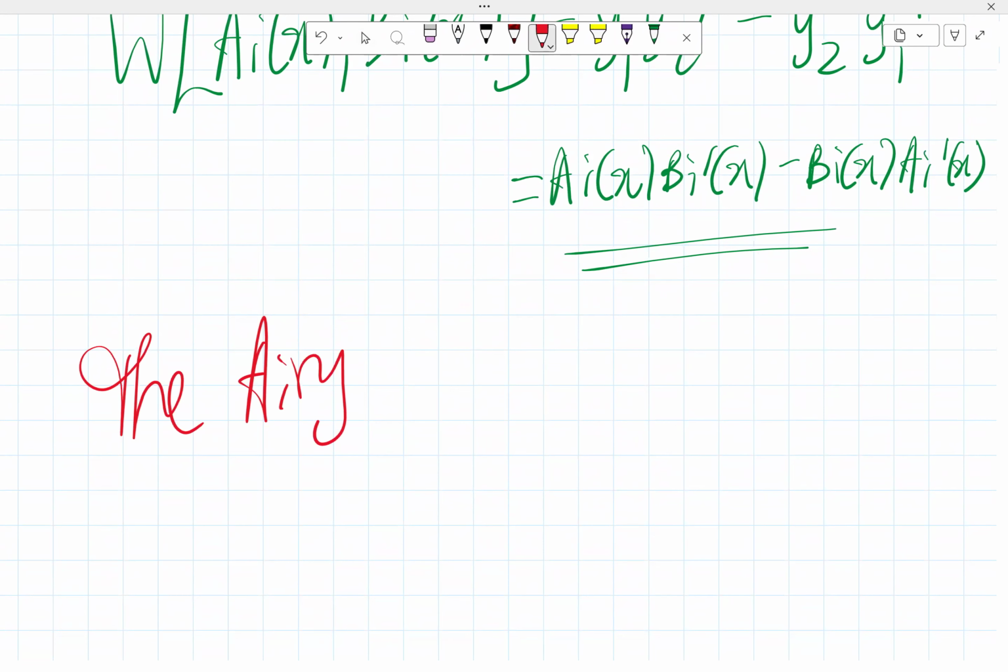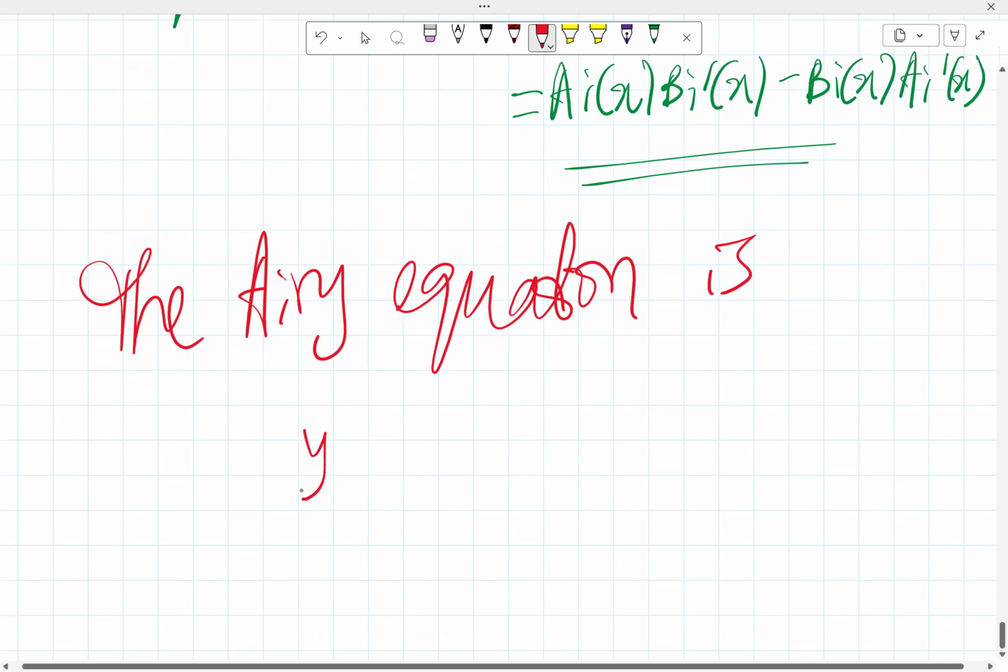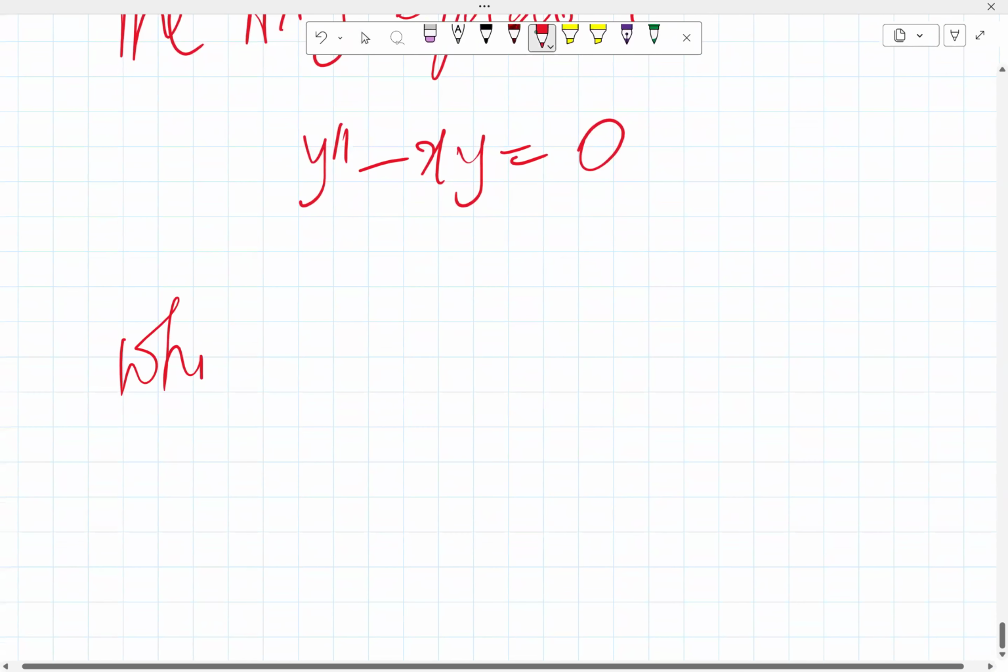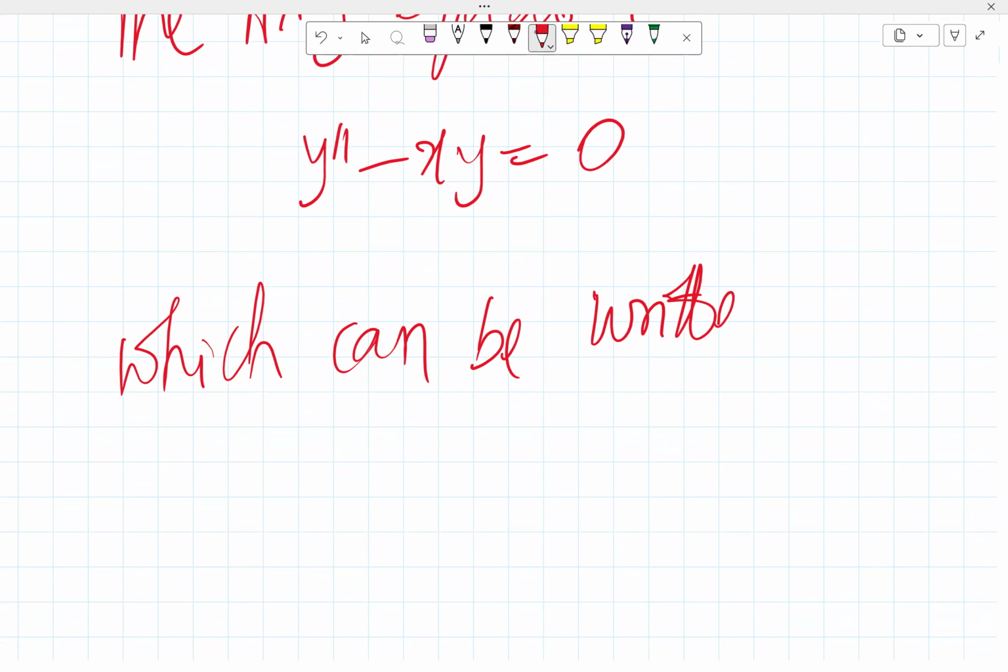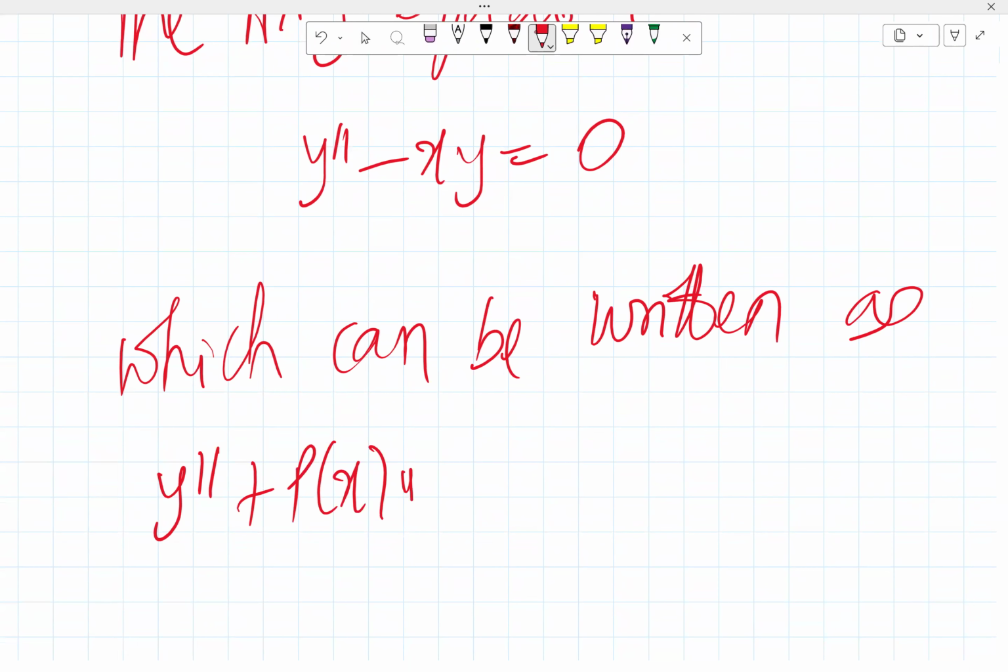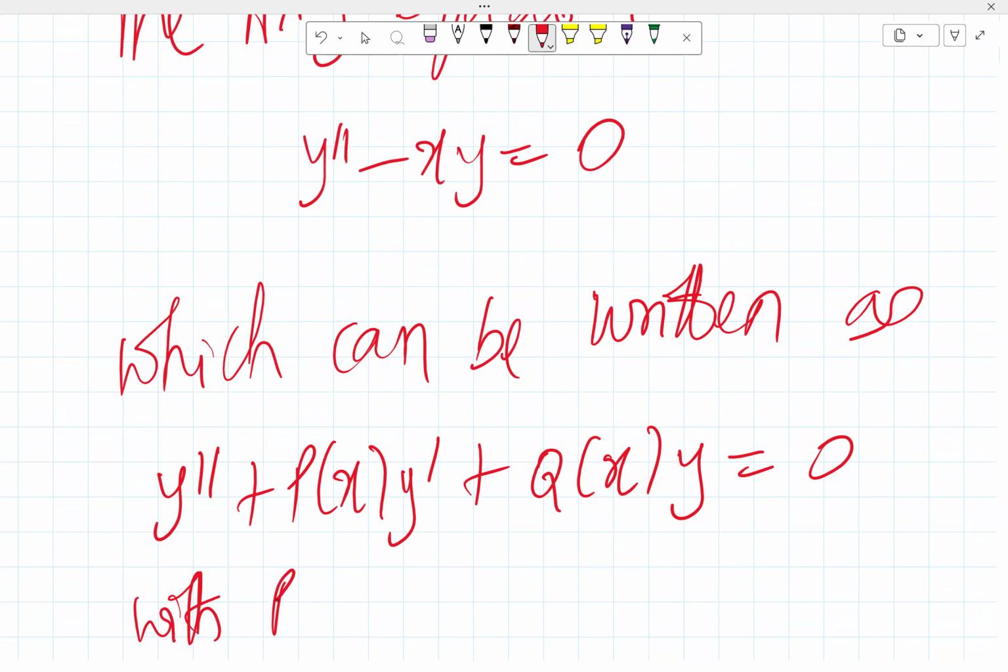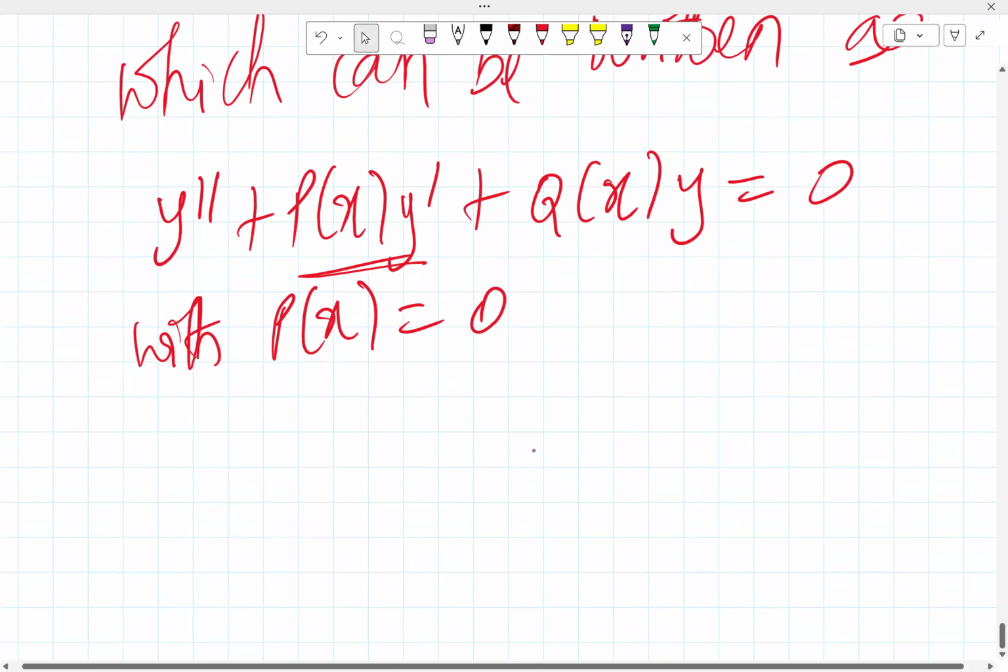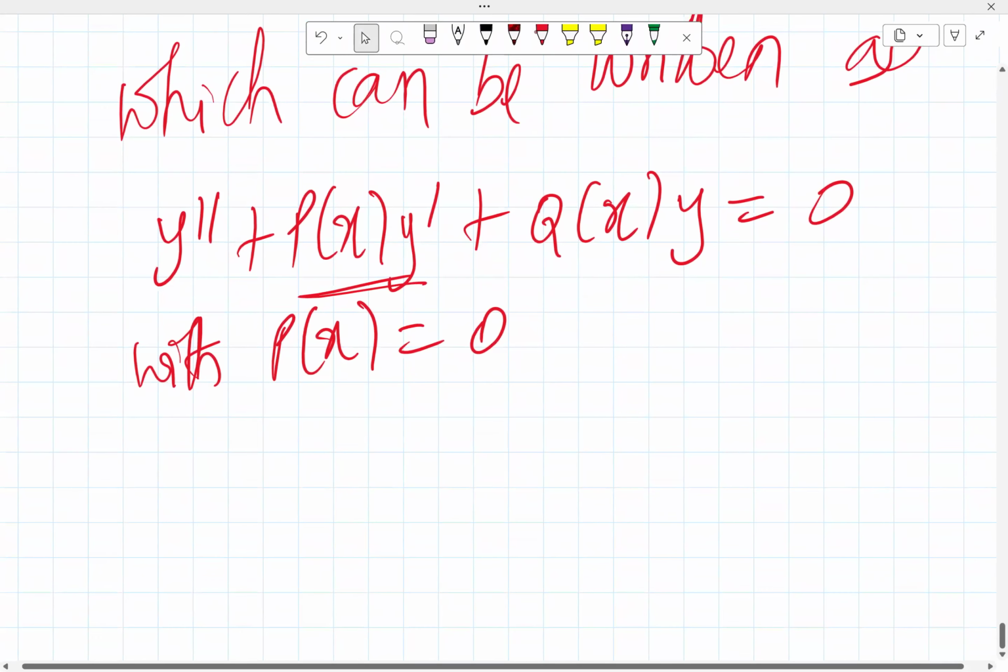So the Airy equation is y'' - xy = 0, which can be written as y'' + p(x)y' + q(x)y = 0, with p(x) = 0 because we don't have this term, and that's what makes it the Airy equation.